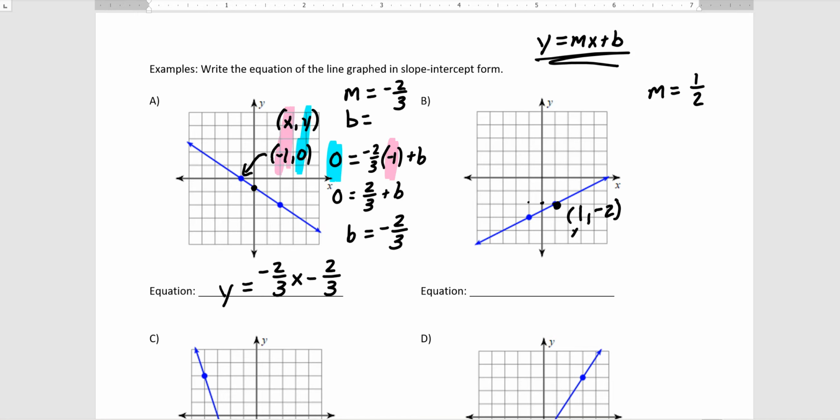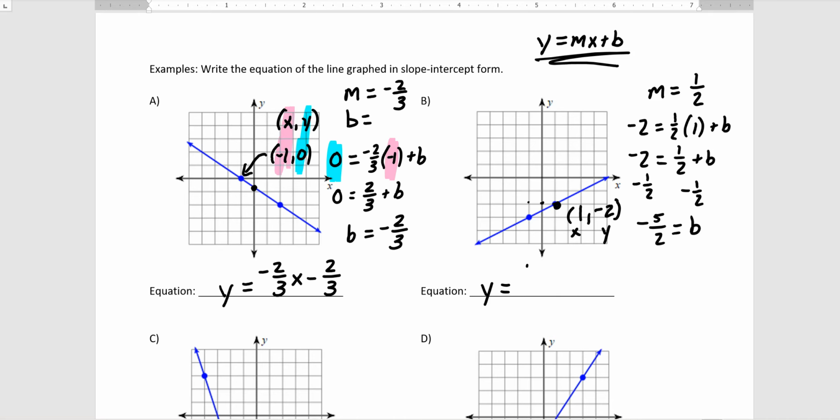And that's going to be my x and my y. So I'm going to plug that into this equation, y equals mx plus b. So y, -2, equals m, 1/2, times x, 1, plus b. So -2 equals 1/2 times 1, which is just 1/2, plus b. I would need to subtract 1/2 from both sides. -2 is -4/2, so this will become -5/2 equals b. So that means my equation is y equals 1/2 x minus 5/2.